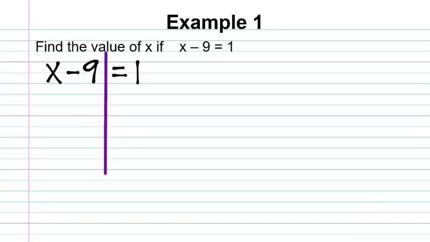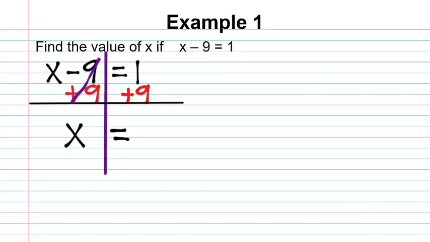So I'm going to start out, because the variable's on this side and it's being subtracted by 9, I'm going to do the opposite. So I'm going to add 9. To keep it balanced I need to add 9 to the other side of the equal sign. And then once I have that I can just do some simple addition here. So negative 9 plus 9 gives me 0. I'm left with x equals, and then 1 plus 9 gives me 10.